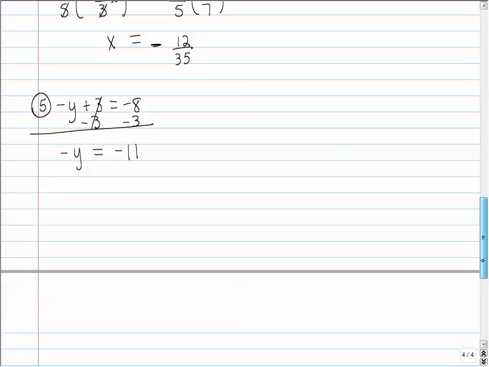Now, I know I told you last time when you get something like this, you just change the sign on each side. Now I'm going to show you why. That negative y is the same thing as negative 1y. You just don't put the 1 there. So to finish solving this, you would have to divide each side by the number that's multiplied by y. So you're going to have to divide each side by negative 1. So y would be equal to 11. So that's why the sign changes on each side. You're actually dividing by a negative 1.